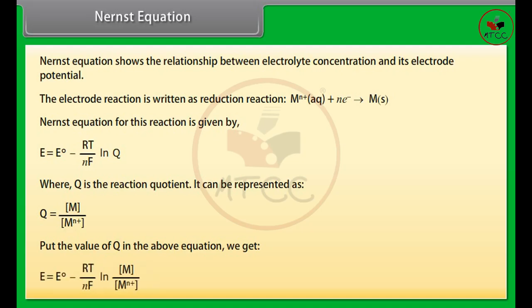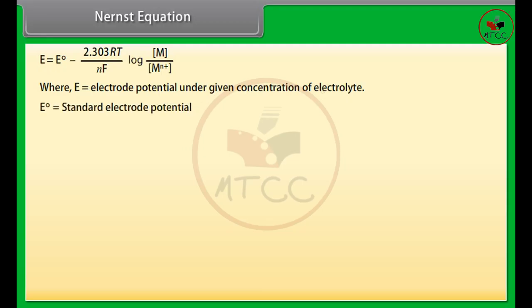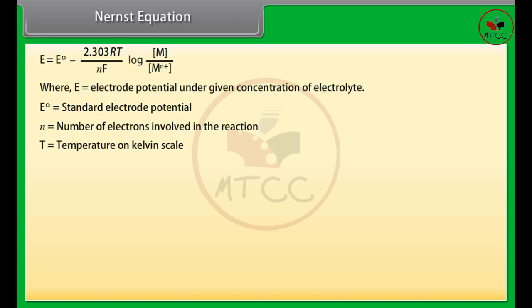We get E is equal to E naught minus 2.303 RT upon nF log M upon M ion, where E is equal to electrode potential under given concentration of electrolyte, E naught is equal to standard electrode potential, and n is equal to number of electrons involved in the reaction, T is equal to temperature on Kelvin scale, F is equal to 1 Faraday, R is equal to gas constant.